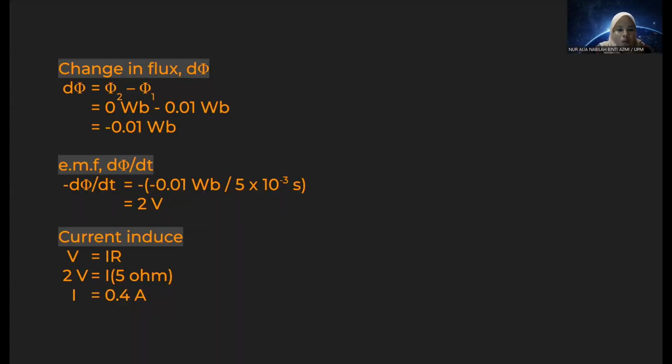So we need to calculate the change in flux, where the final flux minus the initial flux, we get negative 0.01 Weber. And then to calculate the EMF, we need to use Faraday's second law. So here we can say that it needs negative the difference of the magnetic flux divided by the time. So here I use 0.01 Weber divided by 5 times 10 to the power of -3 with the negative sign. So I can get 2 volts, and then I can calculate the induced current using Ohm's law.